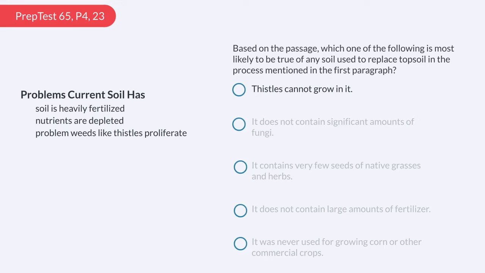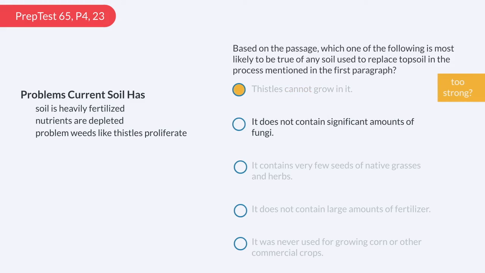Thistles cannot grow in it. Well, that kind of seems like it's flipping the third one. It's a little harsh though. Cannot grow in it? I mean, a thistle still probably could grow in any soil. It's more about, are they currently growing? Like, have they proliferated to where they're crowding out the native plants? So maybe hang on to it, but that seems pretty harsh.